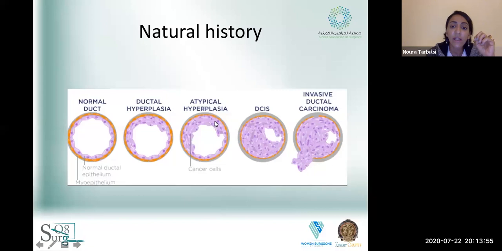However, because we can never tell, if we biopsy somebody and they have atypical hyperplasia, there is no way for us nowadays to know whether this is the type that will progress to malignancy or not. And that's why the management of this condition, starting from atypical hyperplasia all the way to carcinoma, includes surgical excision.